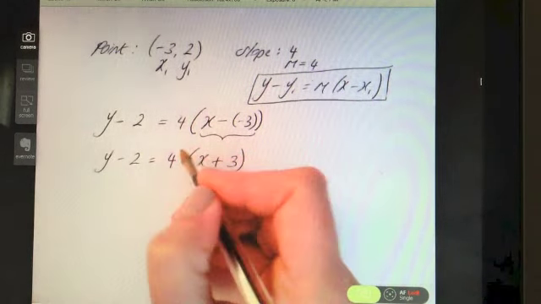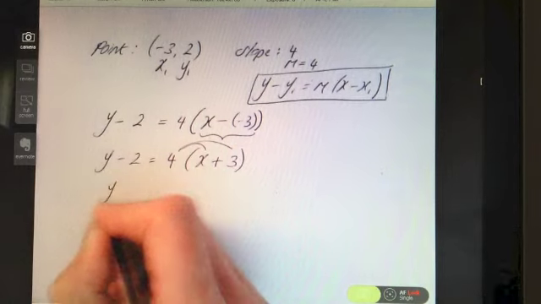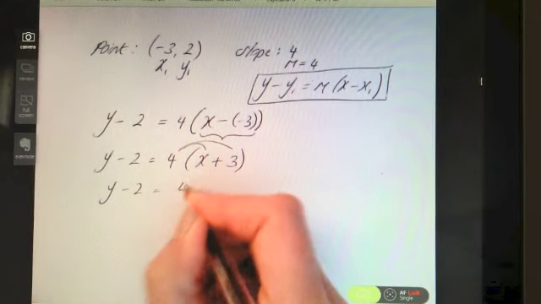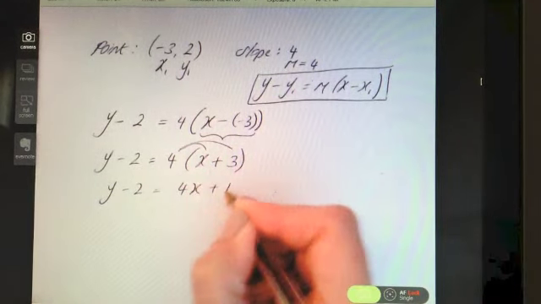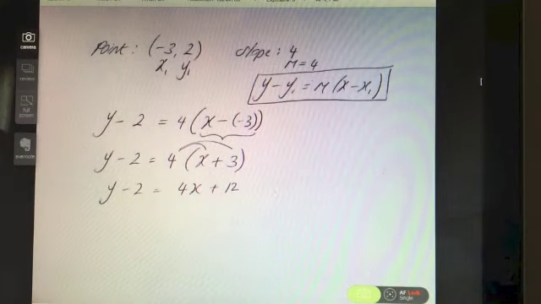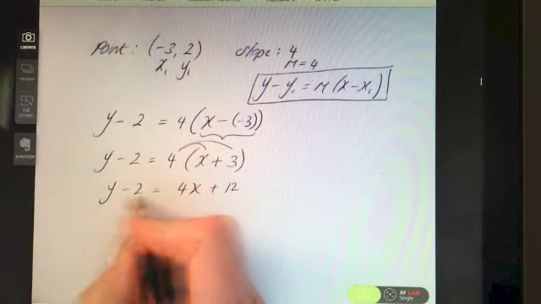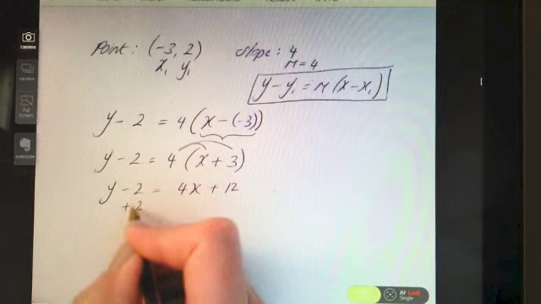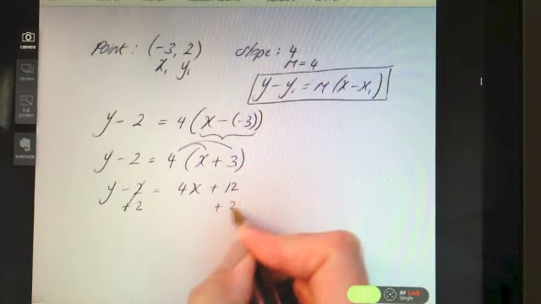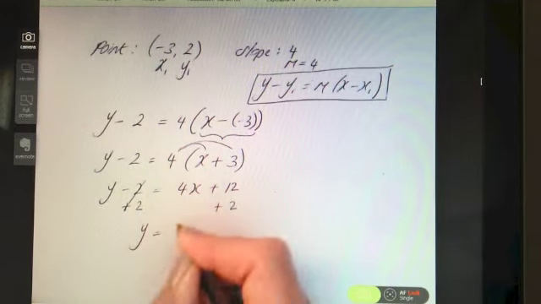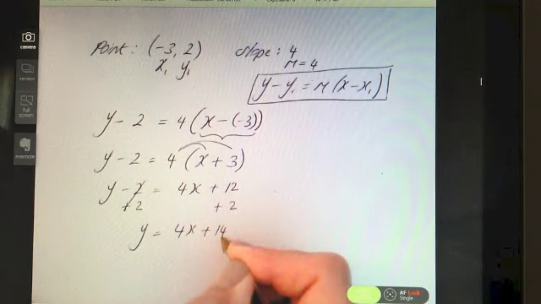Now let's multiply by the 4. So keep the left hand side the same. 4 times x is 4x, 4 times 3 is 12, and now we'll tidy up the number work. So we'll get rid of the minus 2 on the left hand side by adding 2. If I add 2 on the left hand side, I've got to add 2 on the right hand side, so I get y equals 4x plus 14.